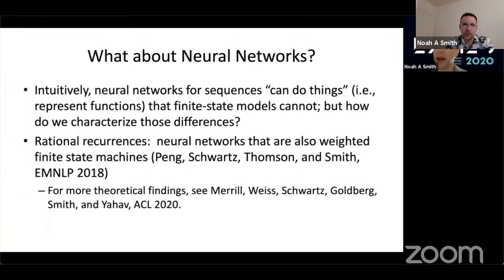And finally, I know you're wondering, why did he say almost nothing about neural networks? They're at the heart of everything we do in NLP now. And so I want to say just a tiny bit about neural networks before I close. You're going to hear more about neural nets, I think, in the next few lectures. But intuitively, it is true: neural networks for sequences can represent all kinds of functions over our sequences that finite state methods cannot.